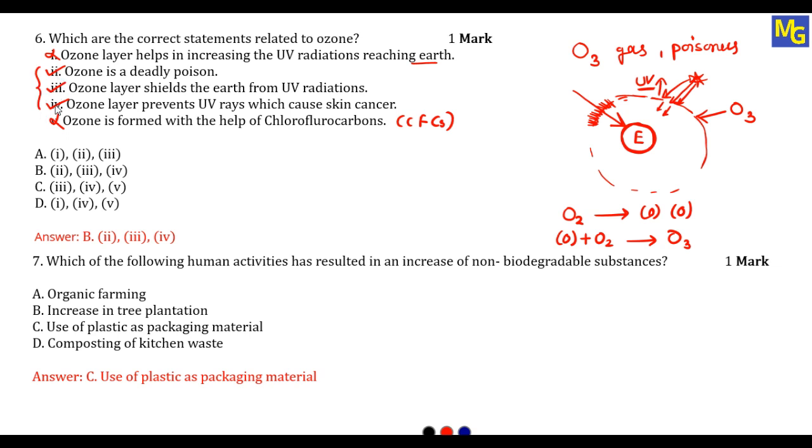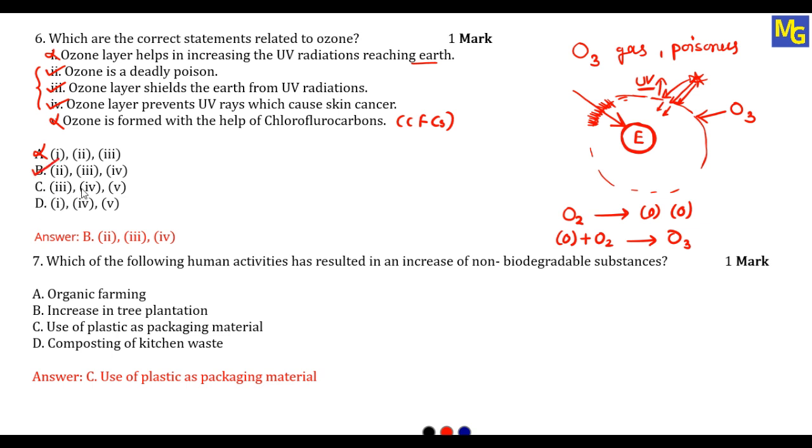Now we see the options. Option A has statement 1, 2 and 3. So statement 1 is a wrong one, so this is wrong. Then option B is second, third and fourth. Here you can see second, third, fourth. So this is the correct one. Option C and option D are the wrong options again.